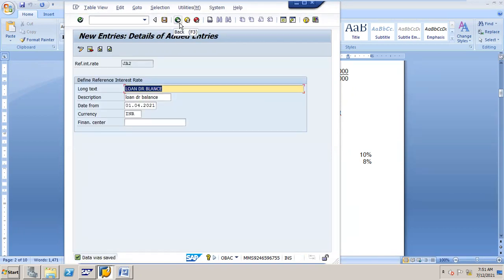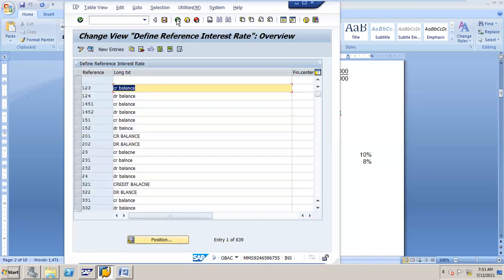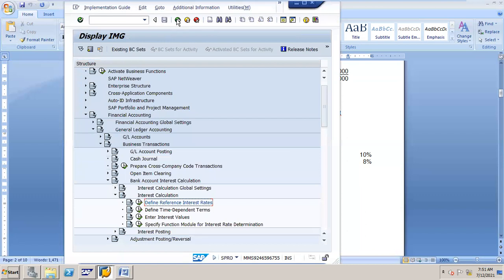In the next step, this JA1, JA2, I have to assign to JA. What is JA? JA is the main calculation indicator. In the first step I created JA, right? So that is the main calculation indicator. I have to assign all the reference interest indicators to the JA. Finally, that JA should be assigned to the loan GL account. Okay, we'll see that one by one.